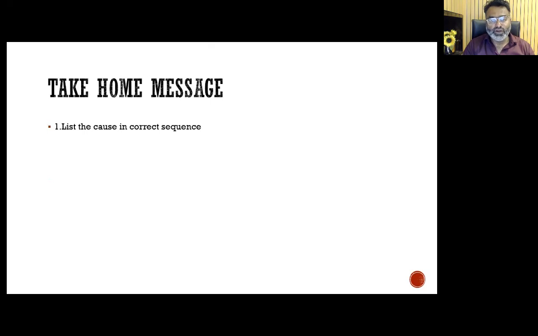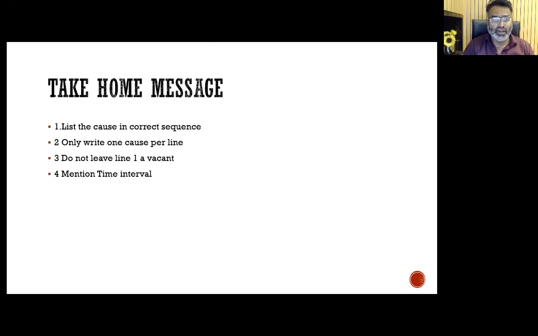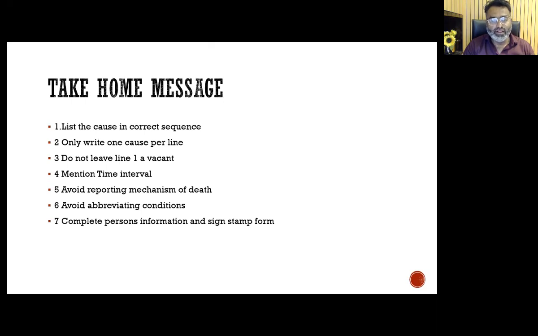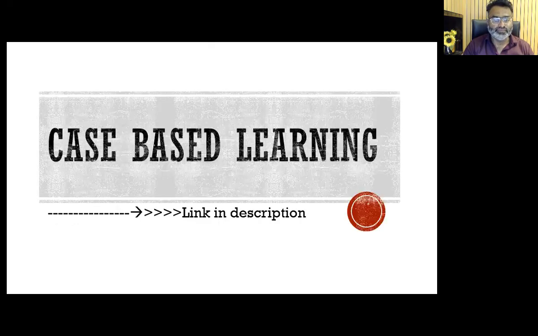Now, take-home message. What is the message? List the cause in correct sequence. Only write one cause per line. Do not leave line 1A vacant. Mention the time interval. Avoid reporting the mechanism of death. Avoid writing abbreviations, fill in complete personal information, and don't forget to sign and stamp.